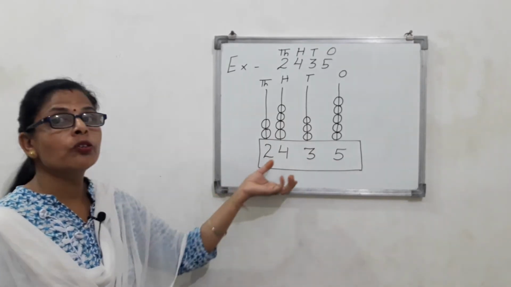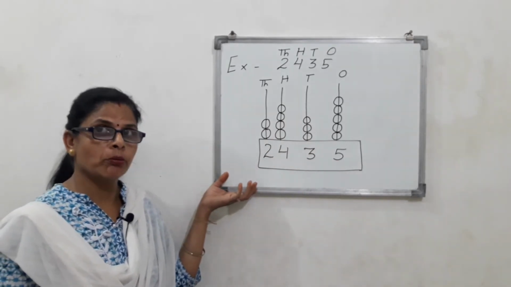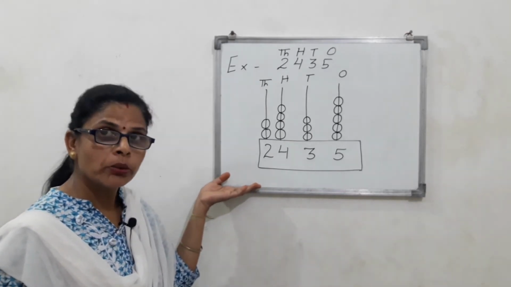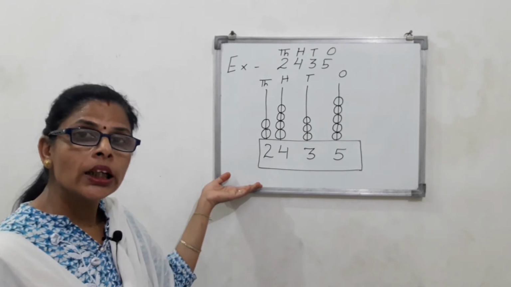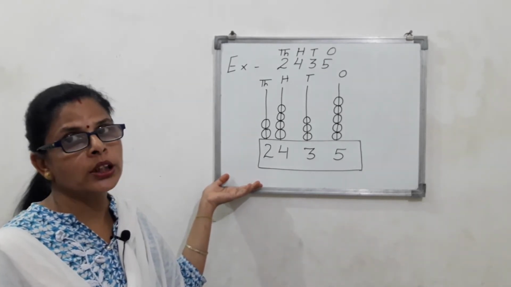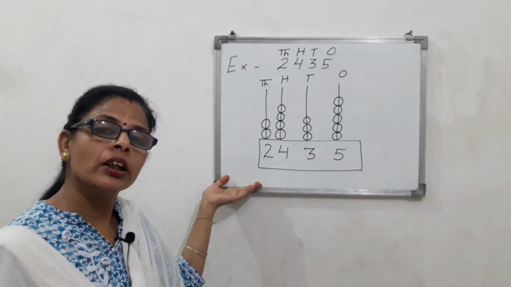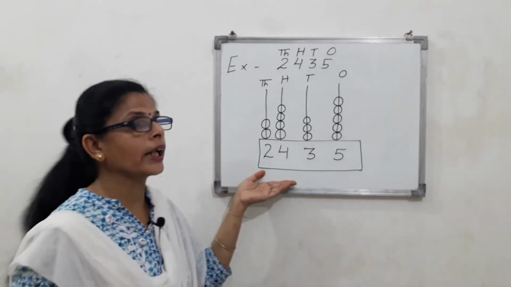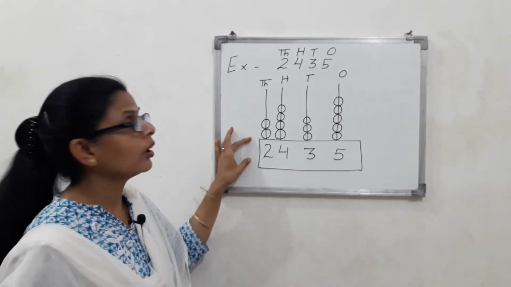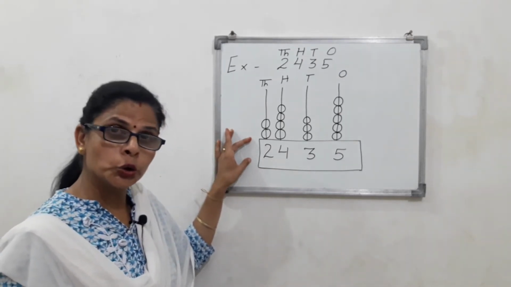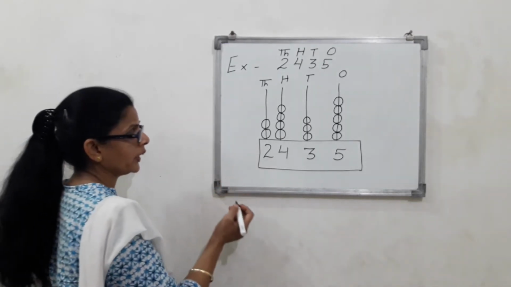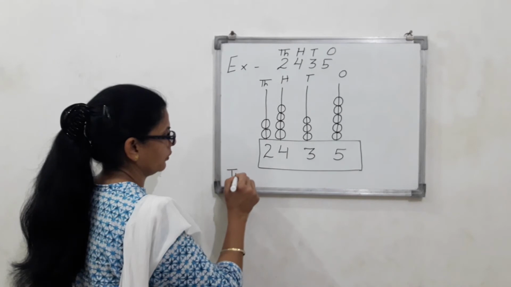So how do we speak this number? When we write this number in the English language, that is called writing in words, or writing the number name. So how can we write this in a number name? What is the number on the thousand place? 2. So what will we write? 2000.